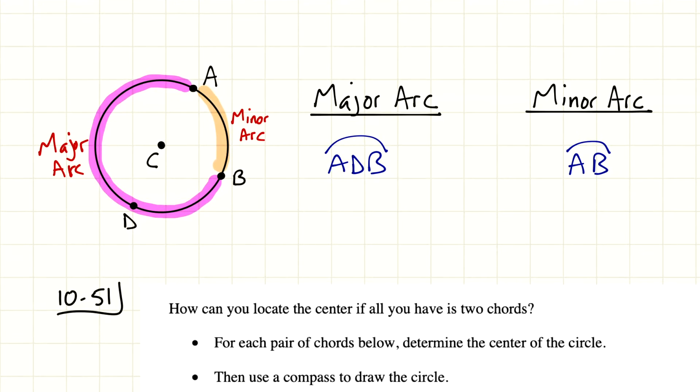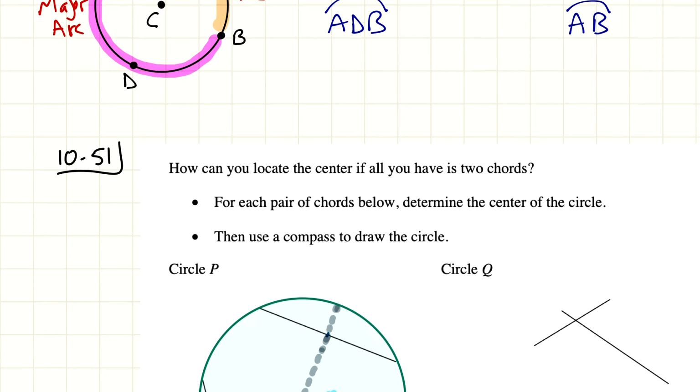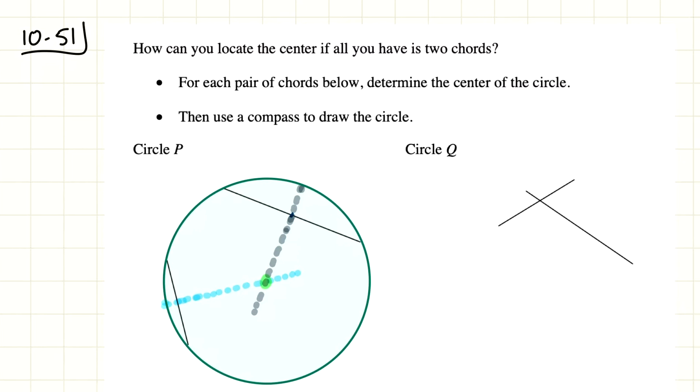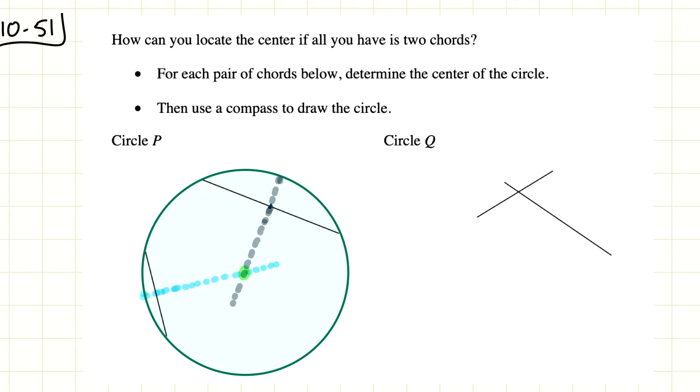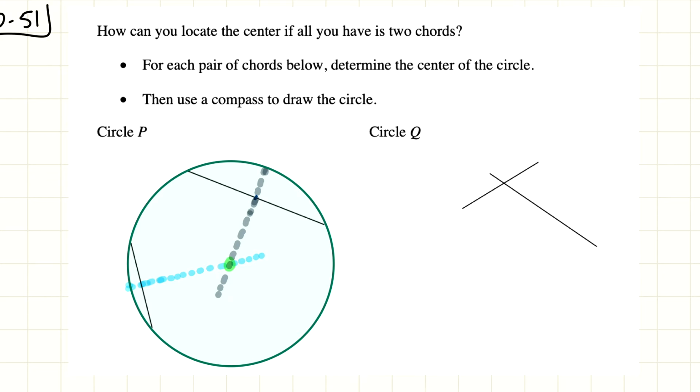All right, so another thing to have in our tool belt is how can we find the center of a circle. This relates back to the tree problem. I've already started one of these, and then I'll explain it and try to demonstrate it again. So how can we locate the center if all you have is two chords?